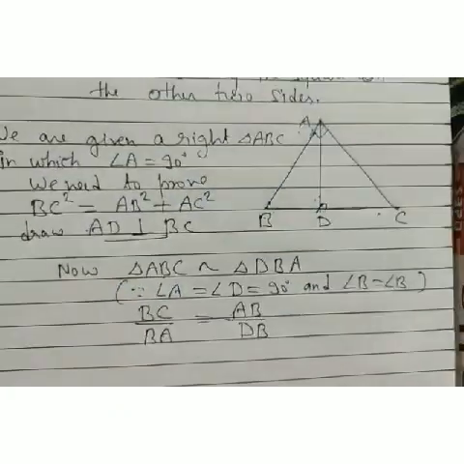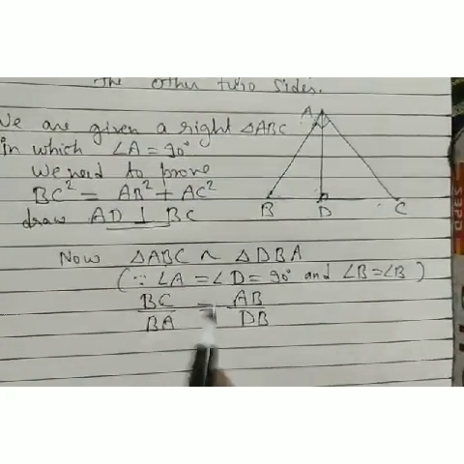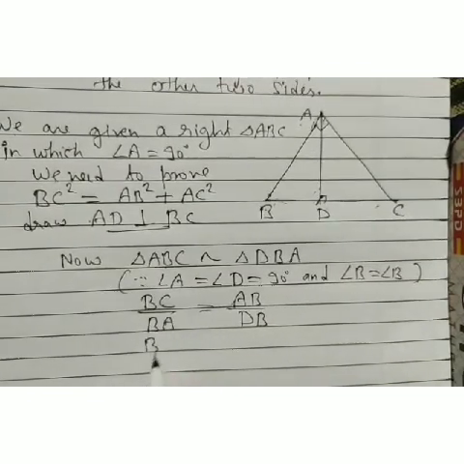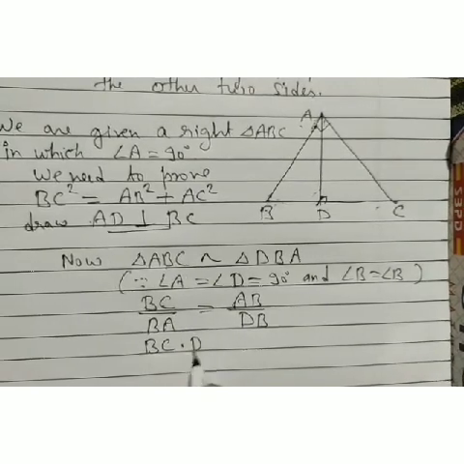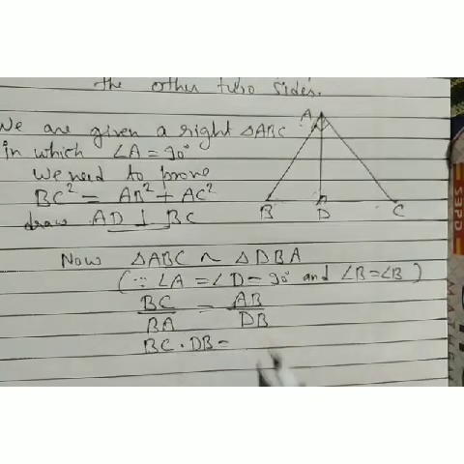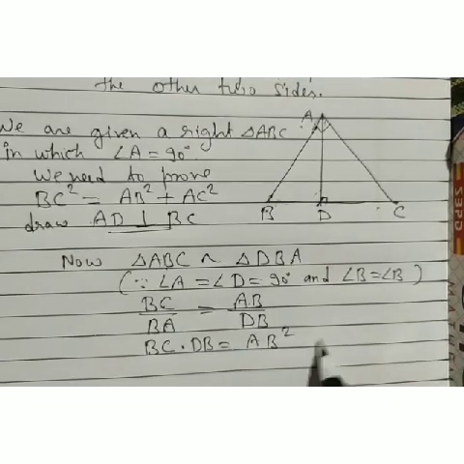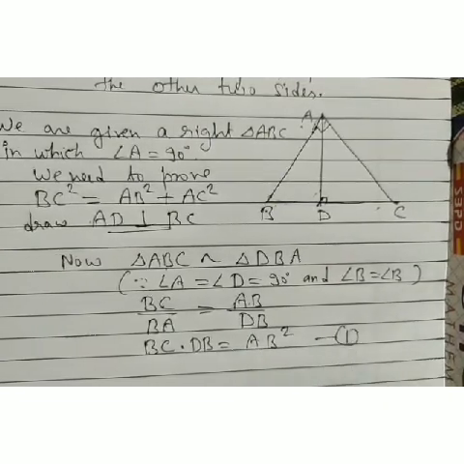Now let's see. We are going to take its cross multiplication there. Then what we have? BC into DB is equal to BA, same, means AB square. We write down AB square. This is our equation 1.